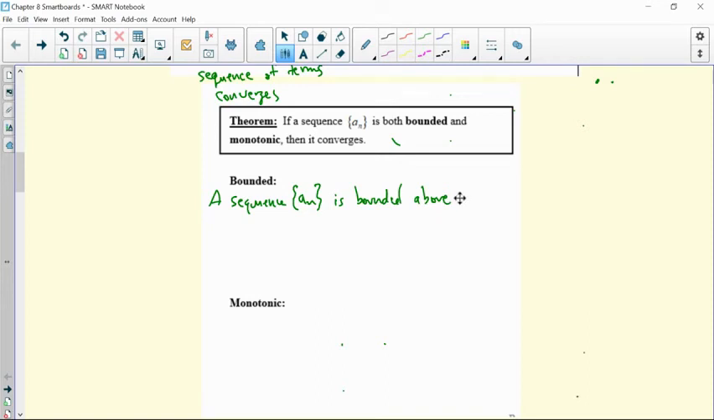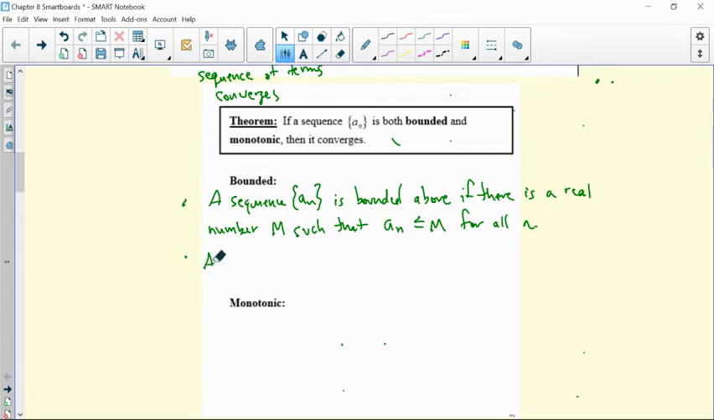if there is a real number, we'll call that real number M, capital M, such that every a_n is less than or equal to M for all n. Right. So you just know what the upper value is, and every other term is always going to either be less than it or equal to it. And we could change the direction to say, what does it mean to be bounded below, right?